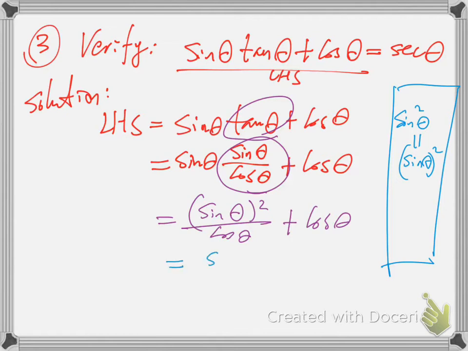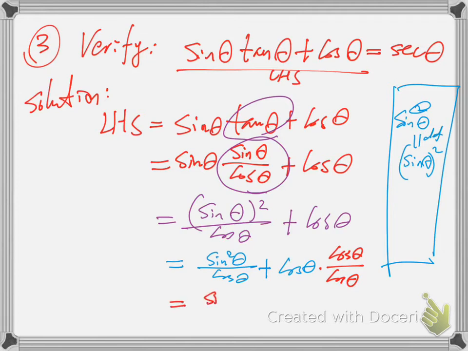I'm going to change this notation. Sine squared theta over cosine theta plus cosine theta, so that's the definition of where we put the powers, between the trig function and the angle theta. Now when you want to add them, you have to get the same denominator. So we multiplied by cosine and cosine to get the denominator cosine theta for the second part. Then we got sine squared theta over cosine theta plus cosine squared theta over cosine theta.